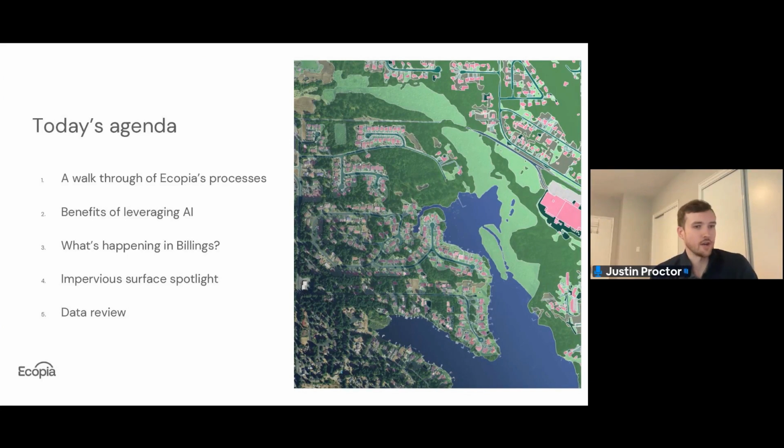So for today's agenda, we're going to walk through Ecopia's processes. We'll go through those benefits of leveraging AI. We'll talk about what's happening in Billings. We'll go through some impervious surface spotlight, and then we'll check out the data in the end.